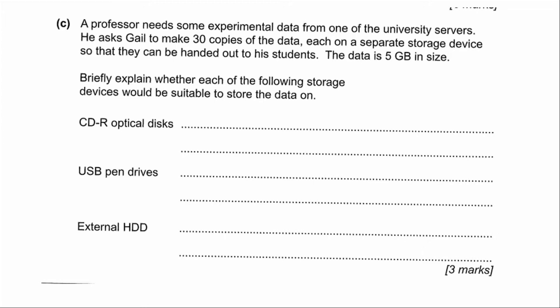So we know that CDs, they have a capacity of about 700 megabytes, so they're not going to be very good. So that's out of the window straight away.